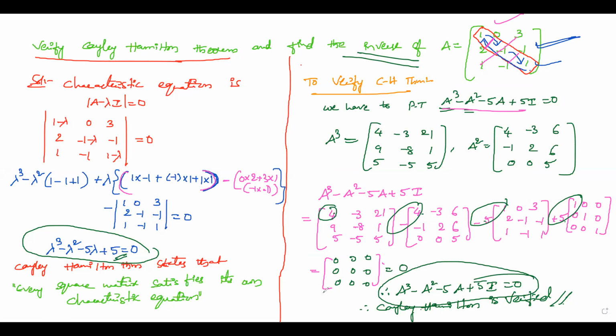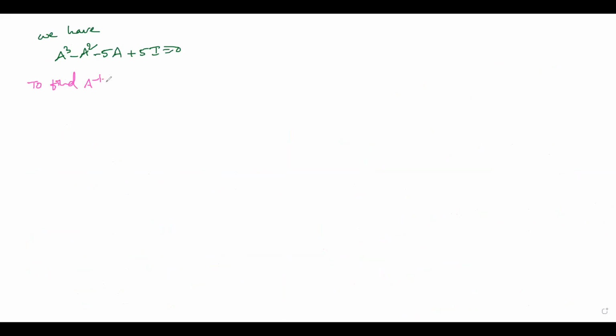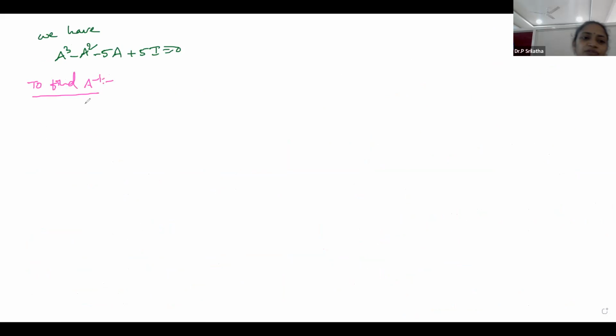Yes, ma'am. Okay, so can you tell me the equation? A cube minus A square minus 5A plus 5I equal to 0. So we have this equation. Here we need to find A inverse. To find A inverse, we have to multiply with A inverse on both sides.